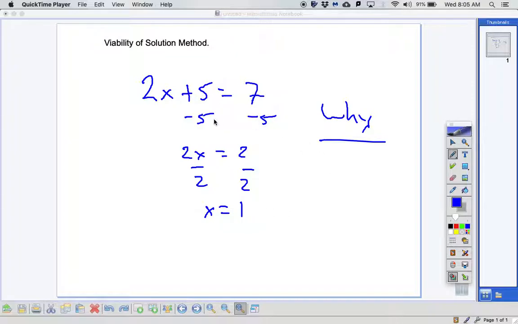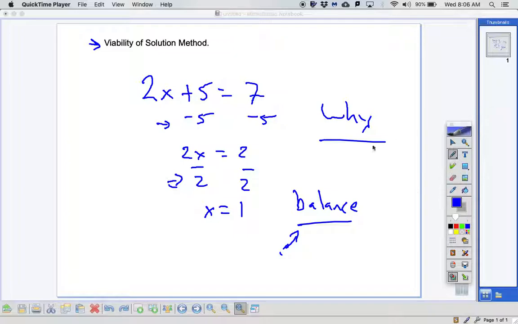So to answer this, the reason you can subtract 5 from both sides, or add -5 to both sides, and divide both sides by 2 is because of balance. We are trying to keep this equation balanced. That's why you must do the same thing to both sides, to keep the balance of the equation, or to keep its equality. So if you can answer this question, then you've demonstrated that you understand the viability of a solution method. This method is viable because we're keeping the equation balanced at all times.